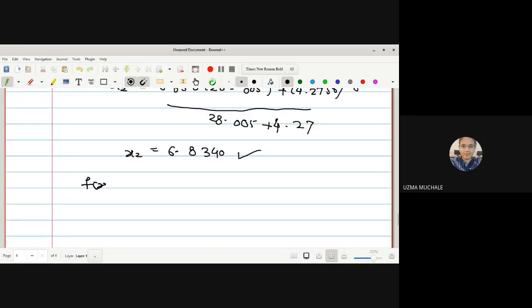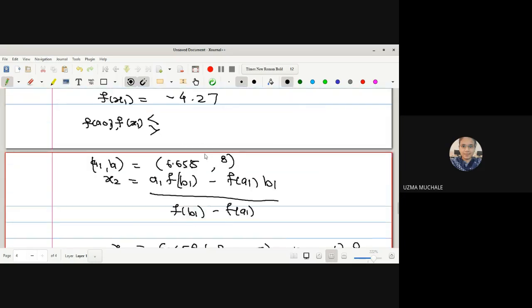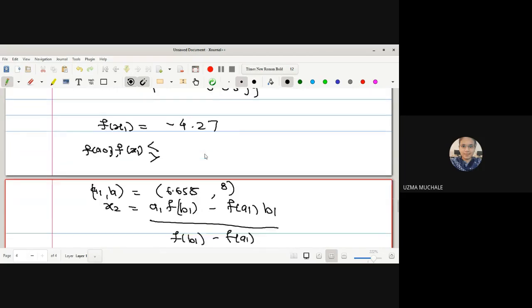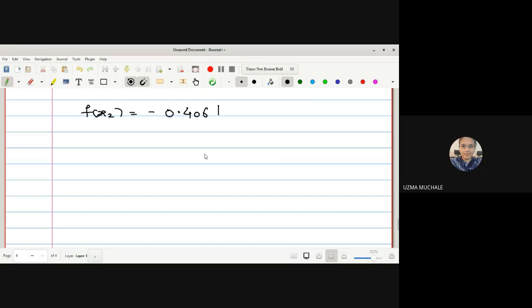Now let us check the value of f of x2. I will write directly: f of x2 is minus 0.4061, right? As it is 0.4, now we are tending to 0. f of x1 was minus 4 point something, so it was not tending to 0. Now f of x2 is tending to 0. f of x1 what was our value? Minus 4 point something. f of x2 we are getting as minus 0.4. So now we are tending to 0, right? So this 6.83 will be the root.